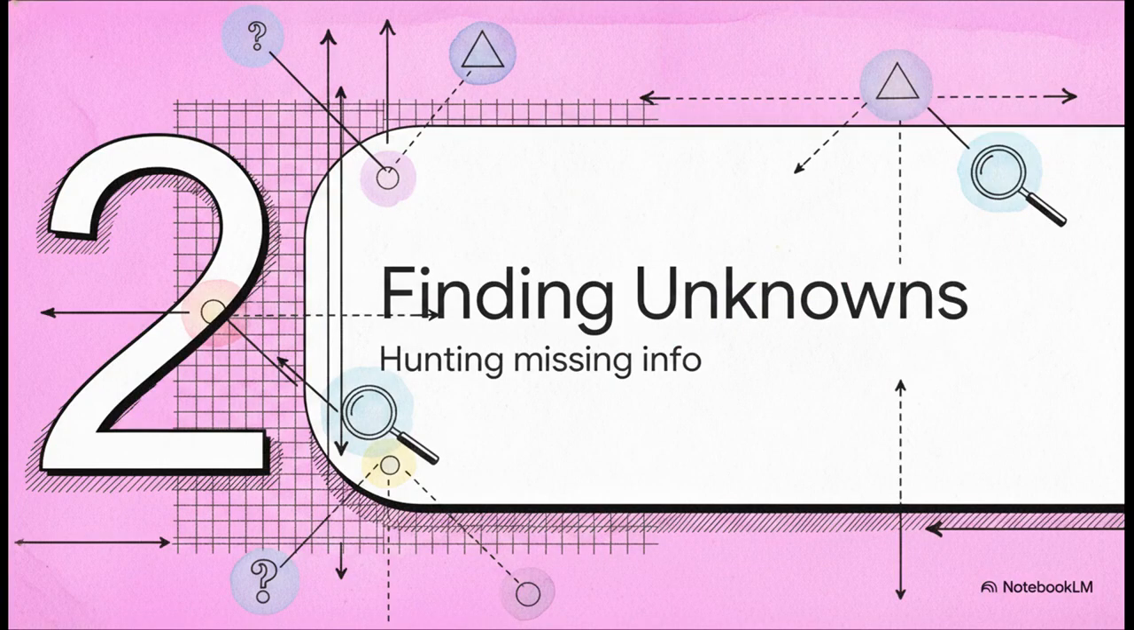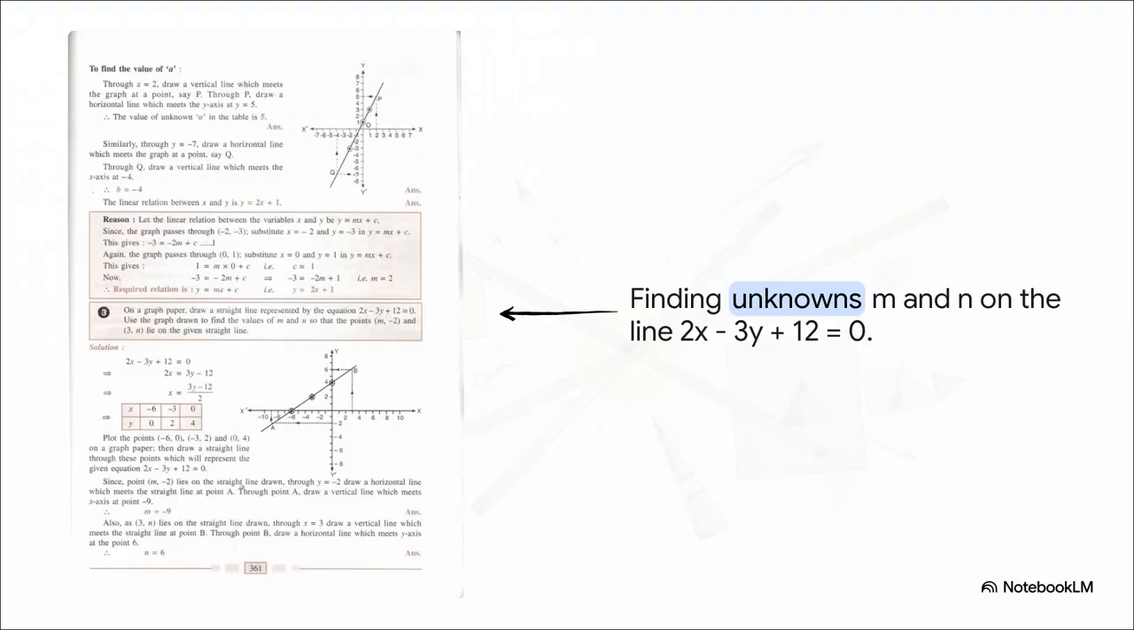Moving right along to Section 2, finding the unknowns. Once that line is drawn, it actually becomes a super powerful tool. Take a look at the graph for the equation 2x minus 3y plus 12 equals 0. Suppose we know for a fact that a point lies on this line, but we only have half of its coordinates, say the point (m, negative 2).